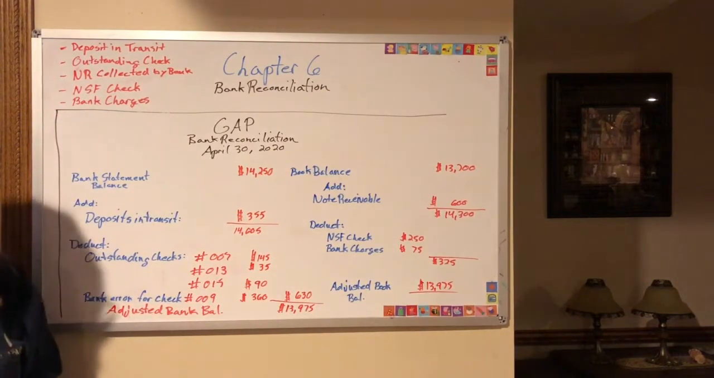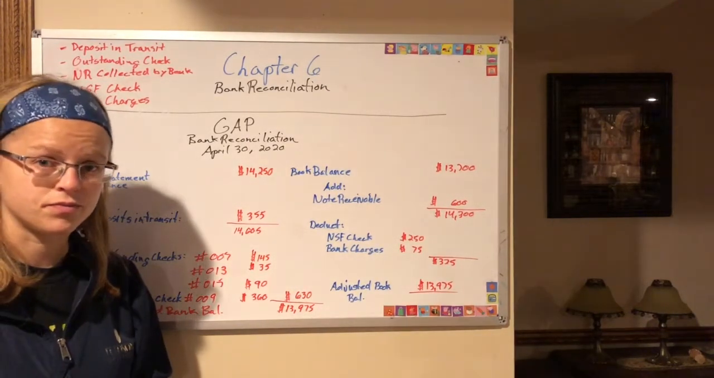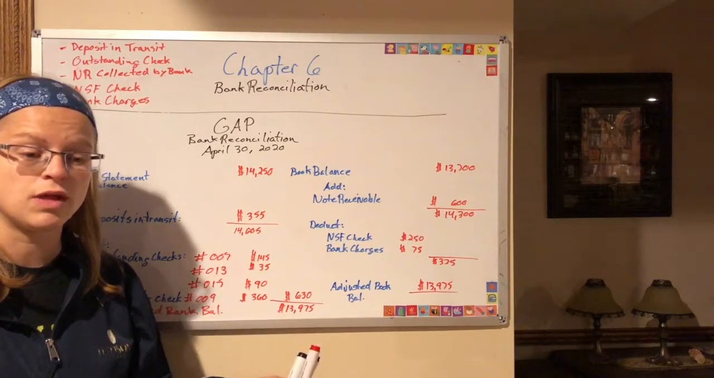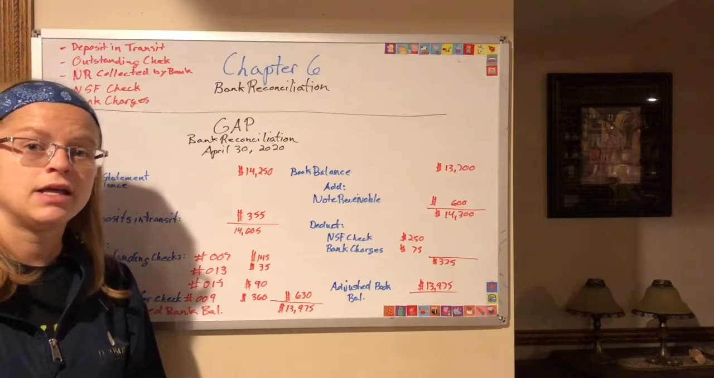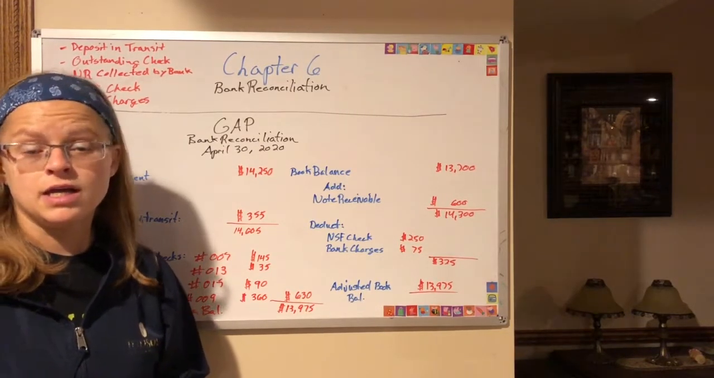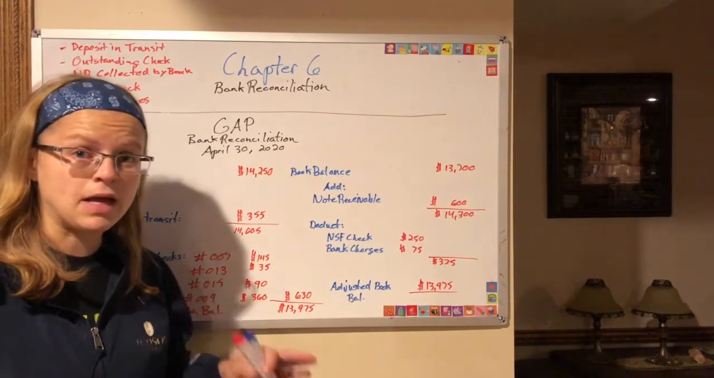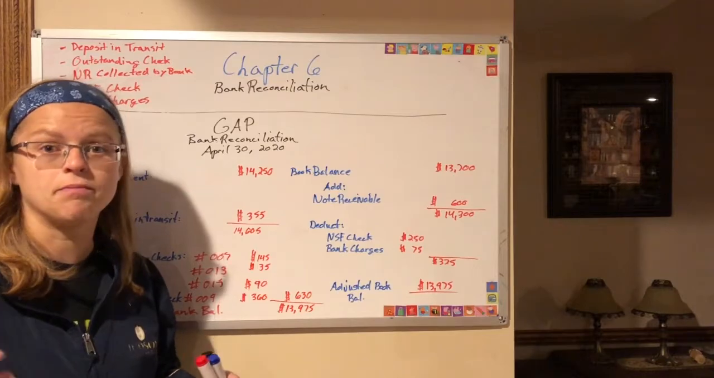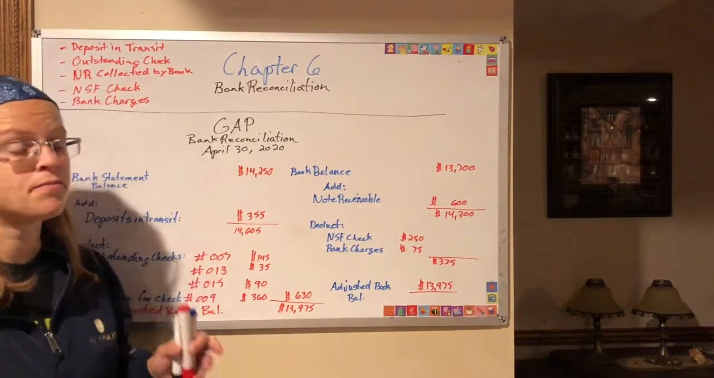NSF check. An NSF check is a bounced check. So the company deposits a check from someone that owed them money, and the check bounces. The company is not aware of it, but the bank would be aware of it. So the bank would be aware of the bounced check, but the company would not be.